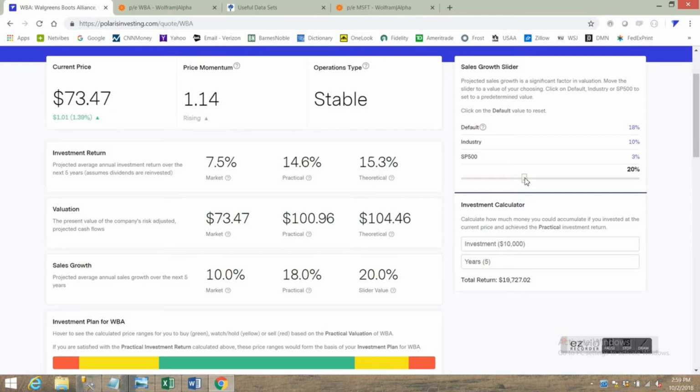So I'm just going to move the sales growth slider to the right till I see a number like around 104, and that's an equivalent way of factoring in a different assessment of PE multiple. So when I do that, I get a practical investment return of 14.6% versus the default of 11%.